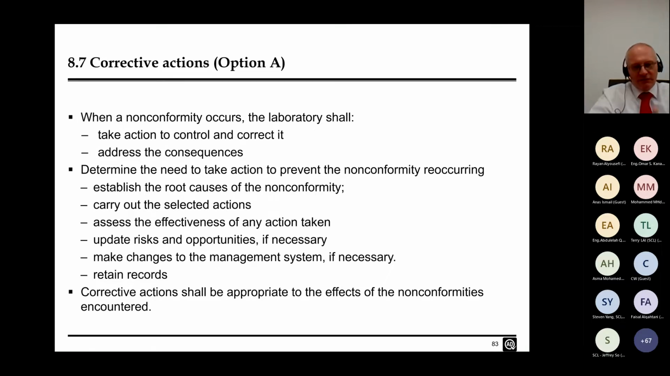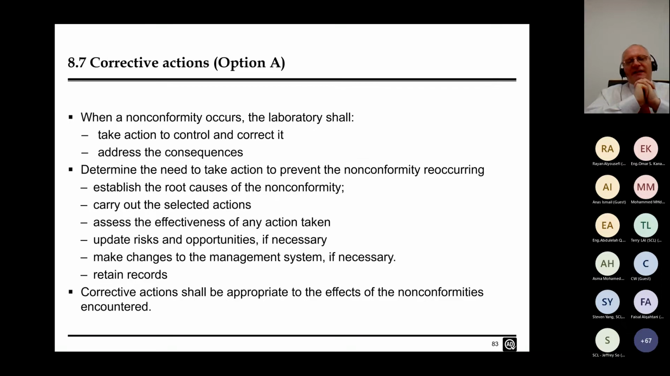So we want to understand the root causes. We want to carry out the actions to stop the root causes reoccurring, and we want to assess the effectiveness of any action taken. This may affect our risks and opportunities. Maybe there's a risk we hadn't identified until we got into this non-conformity. We may need to change the management system. We may need to revise our procedures. The important thing is to retain records, to show that you had a non-conformity and to show that you had corrective actions.